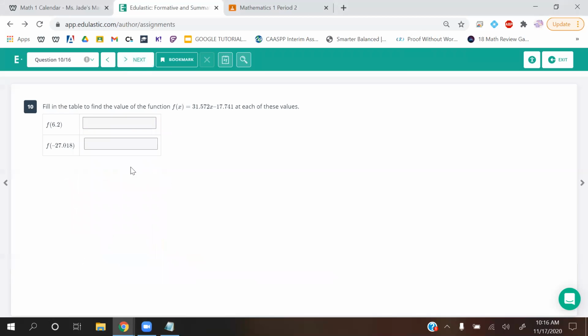Next question. Fill in the table to find the value of the function at each of those values. I'm not going to read that, but I will show you how to plug it in by writing it out. On the first one, we are plugging in 6.2. So f of 6.2 is equal to 31.572 times 6.2 minus 17.741. You're just going to have to type this on a calculator. Multiplying first and then subtracting.